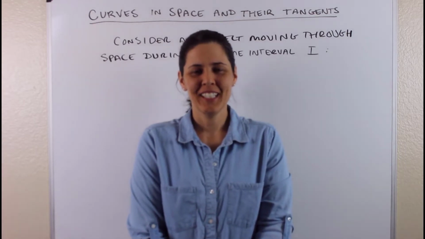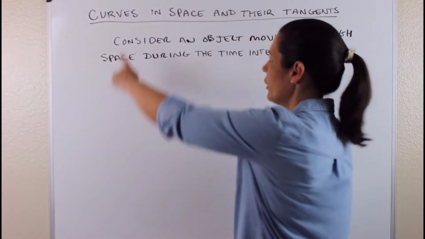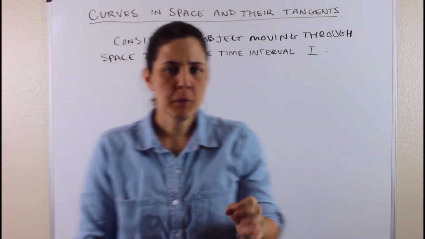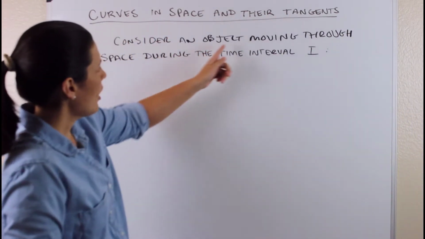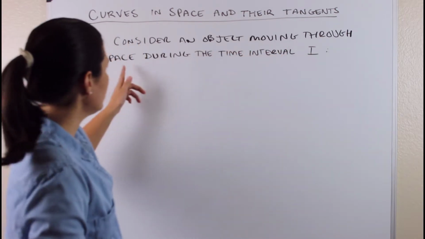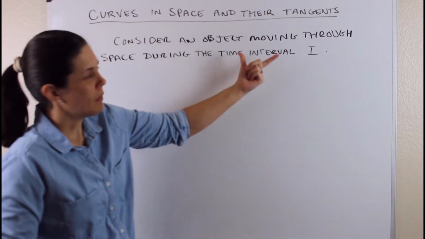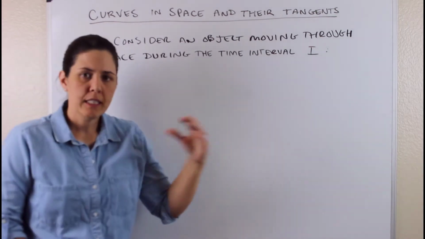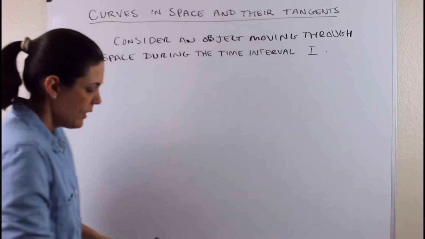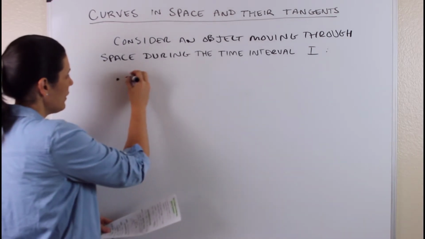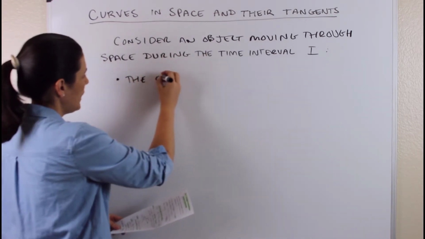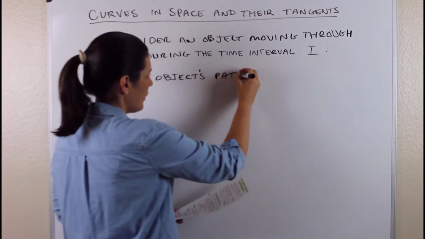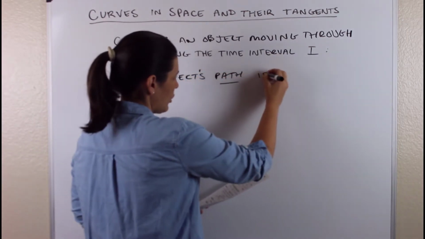Hi everyone! In this video we're going to be learning about curves in space and their tangents. So let's begin by considering an object that's moving through space during a specific amount of time, so we're going to call that a time interval. And now this is going to lead into a vector function. And so the object's path, this object that's moving through space, the object's path is actually a curve.